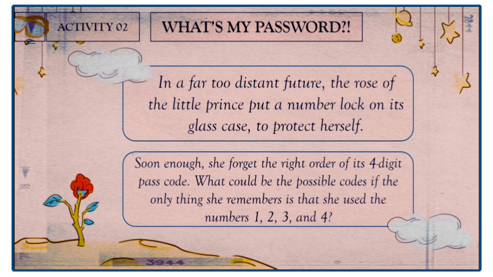What could be the possible codes if the only thing she remembers is that she used the numbers 1, 2, 3, and 4? So let's put it in a glass case. And I want you to think about this. This is where the application of permutation comes in, which is our lesson. I spoiled it a little bit, but the problem is this. How will we be able to answer this question? And are we talking about the specific pattern, the specific password? Well, technically, no, because the question is what could be the possible codes. The word possible implies that we can try multiple codes in here.